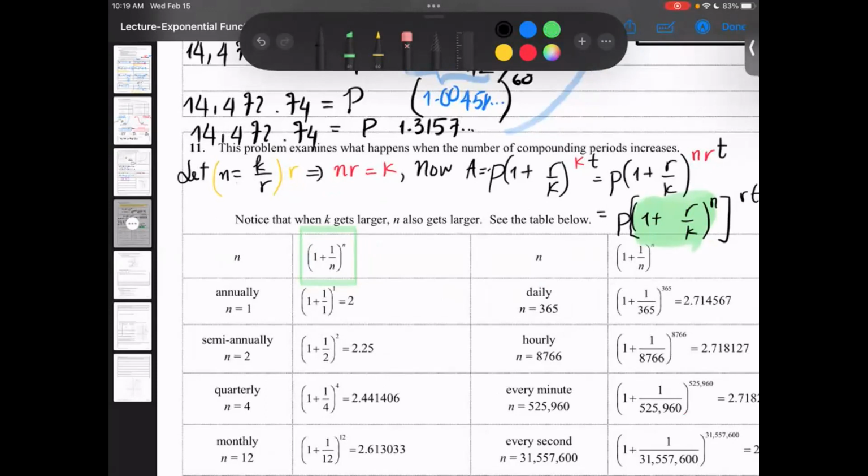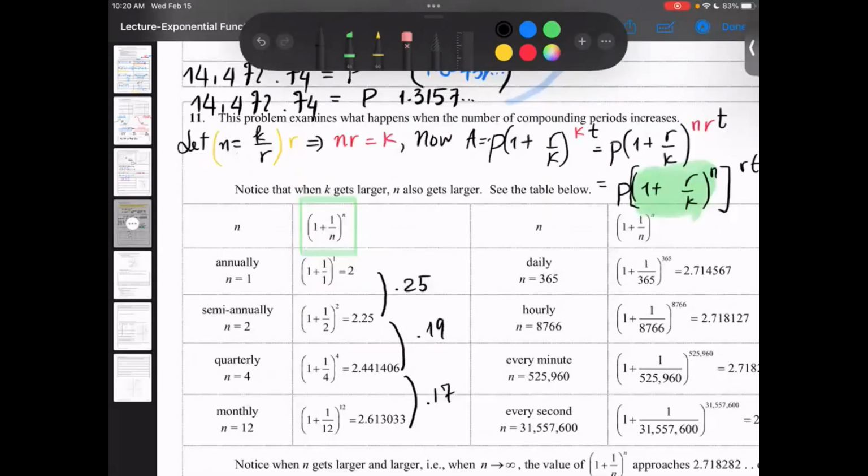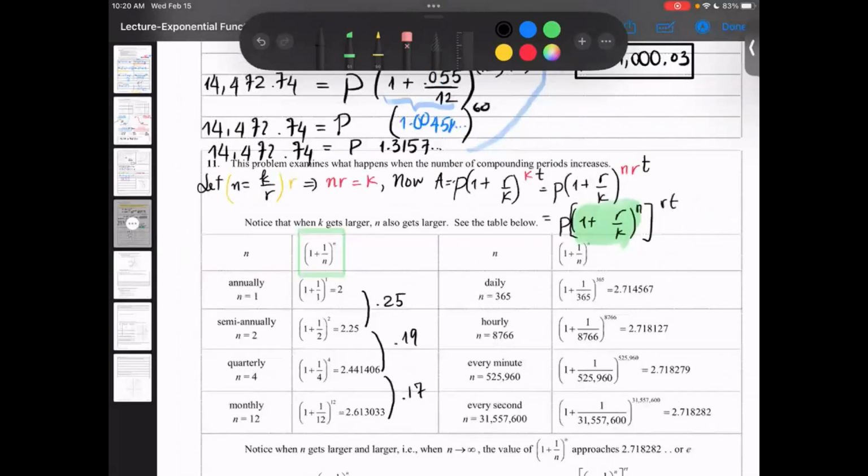Let me calculate the difference between this one and this one. It will be roughly a quarter, right? The difference to the next pair will be 0.19, and then the difference of the next pair will be 0.17. What do you see? The difference is getting smaller and smaller, right? To the point that when you put n into a very, very big number, the change from 2.6 to 2.7 is really small. It doesn't change much. If you let n go to infinity, it's still in this number, 2.718 something.